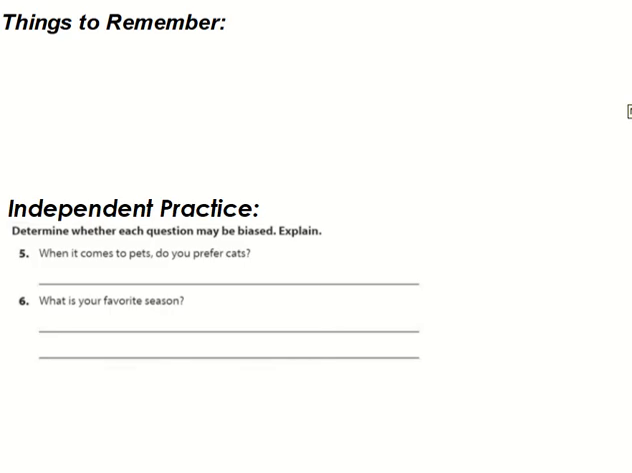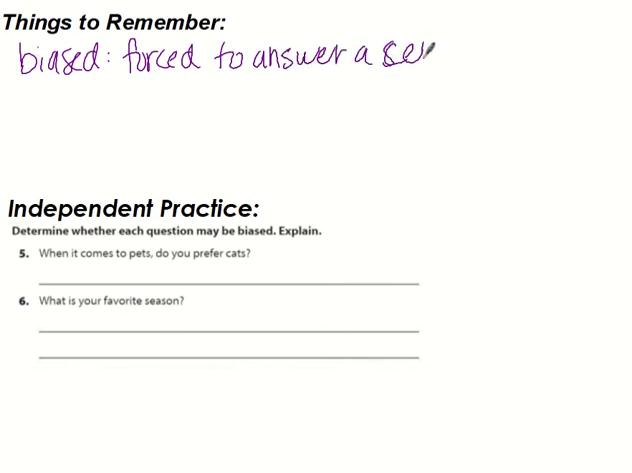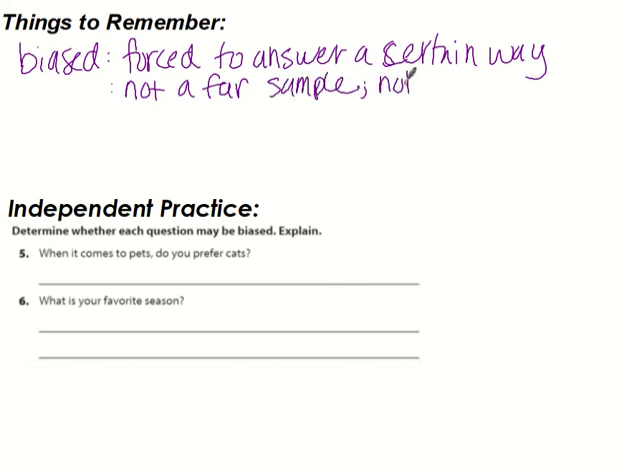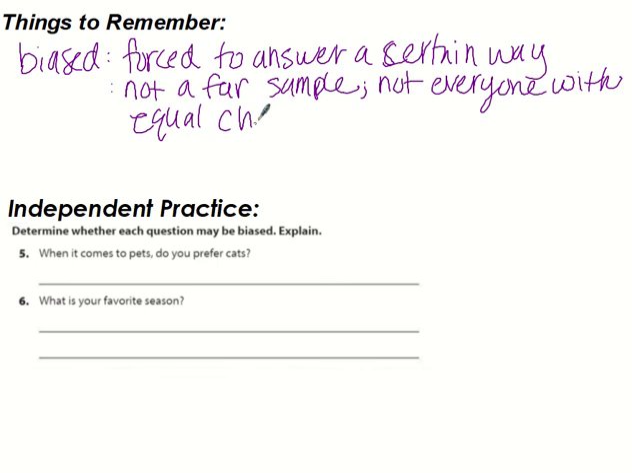All right, so things to remember, right? Biased: forced to answer a certain way. Also, not a fair sample. Not everyone in the sample, or not everyone with an equal chance to answer. Okay, so that's the main thing I would want us to remember.